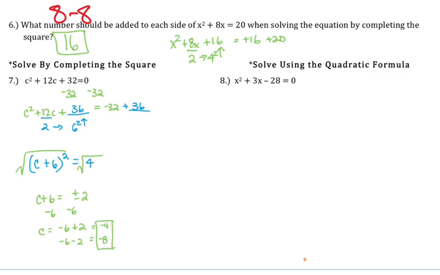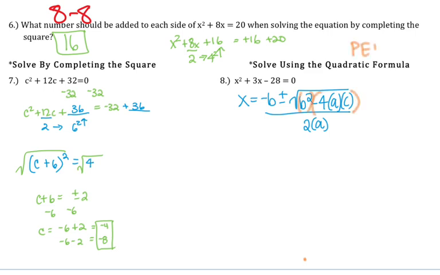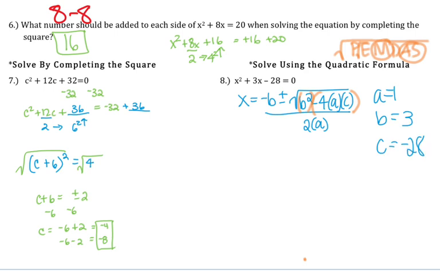Number 8 asks us to solve by the quadratic formula, which you all know by your beautiful songs now: negative b plus or minus the square root of b squared minus 4ac, all over 2a. And you substitute in after you've identified the a, b, and c, right? So we identify our a's, b's, and c's. And then we look inside that root bar. We have to make sure that we do our exponents, then we multiply before we add or subtract. So we just have to make sure we're PEMDASing correctly after we substitute.